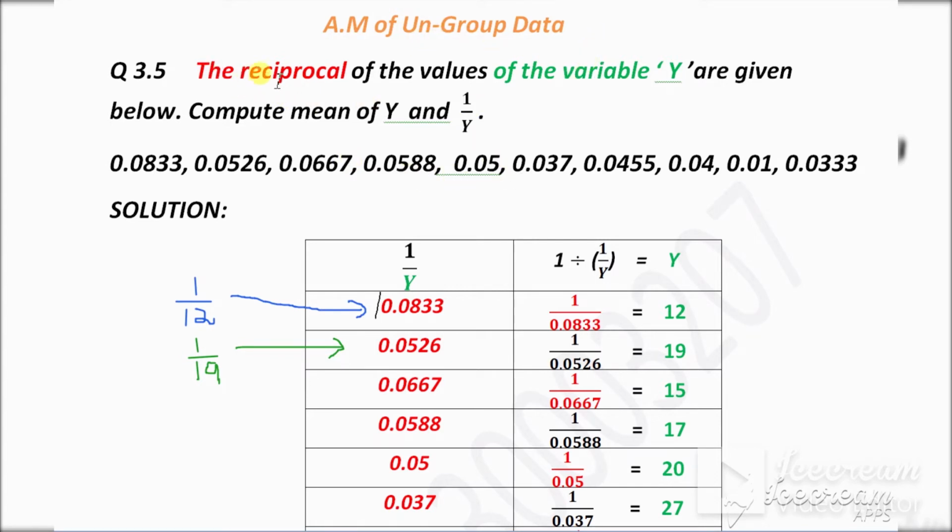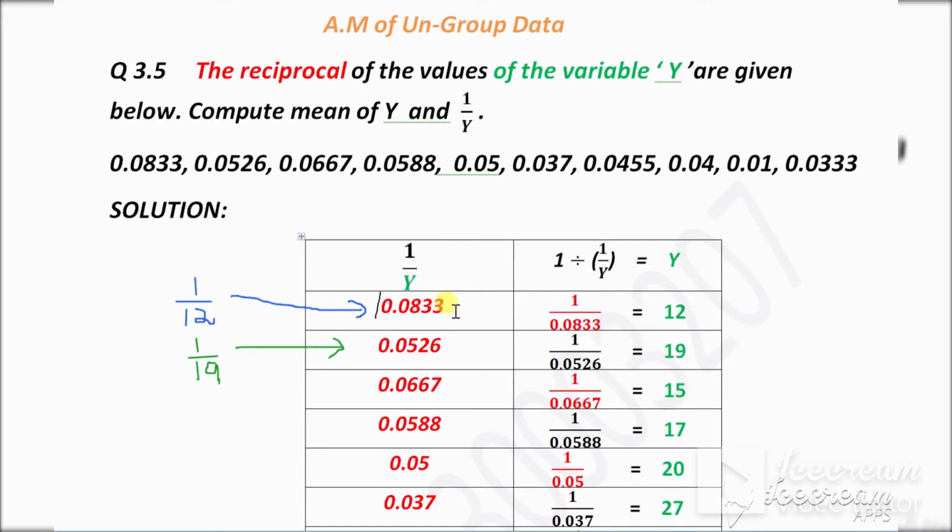Here the reciprocal means 1 divided by any number is called its reciprocal. So these are the values of a variable y, and the reciprocal of these values is this one. This 12 is the value, 19 is the value, 15 is the value. So the reciprocal of the values.